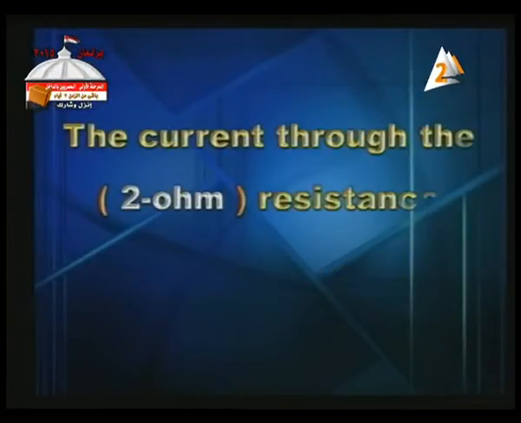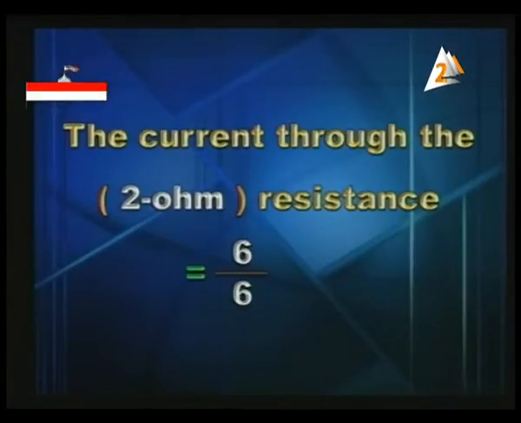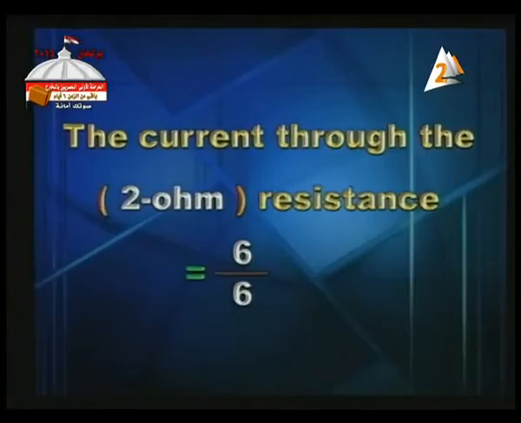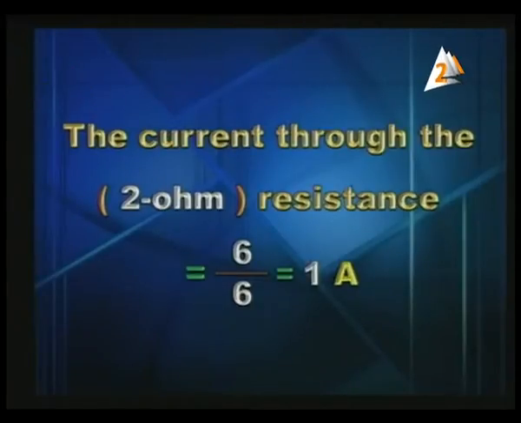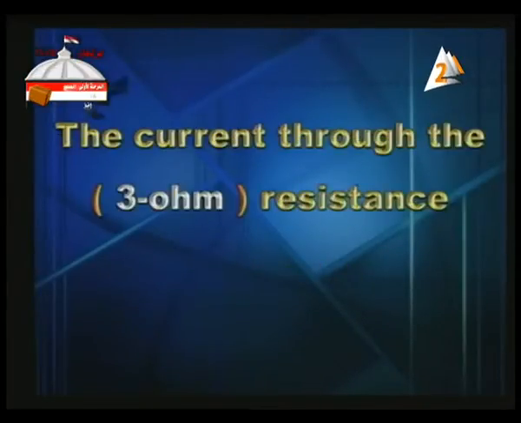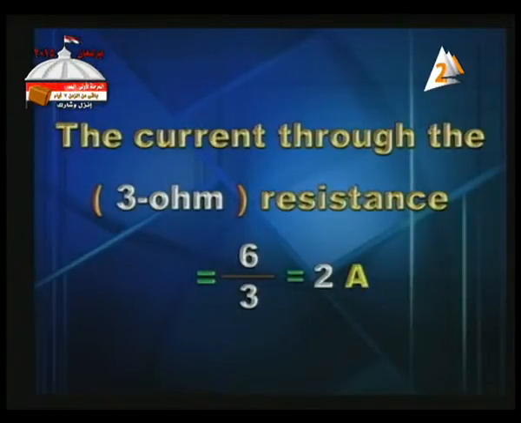Now, the current through the 2 ohm, it is 6 over 2, of course. No, it is 6 over 6. Why? Because 2 and 4 just form one resistor of 6 ohm. Remember this because this is very important. It is 1 ampere. And what about the current through the 3 ohm resistor, the 3 ohm branch? It's so easy. It is 6 over 3. It is 2 amperes.